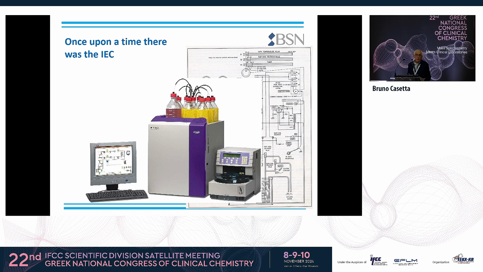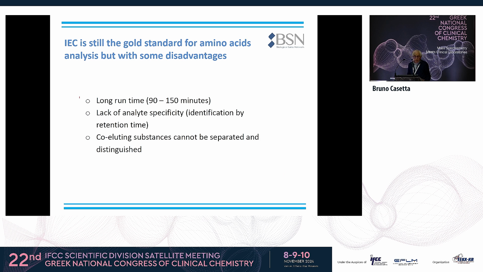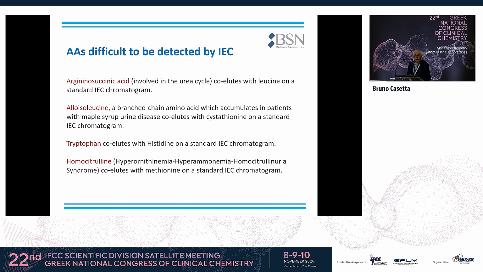And still today, it is regarded as a gold reference. As has already been mentioned this afternoon, one of the drawbacks is the length of the chromatographic run. It could be 2-3 hours, depending on how critical some separations are. And in addition to that, the recognition of each analyte is done only by the retention time, given the non-specificity of this approach. And of course, in case we have co-eluting substances, maybe not amino acids, they can create a problem. And on top of that, there are in any case some critical separations, like the ones listed here: argininosuccinic acid, alloisoleucine, tryptophan, and homocitrulline, for example.